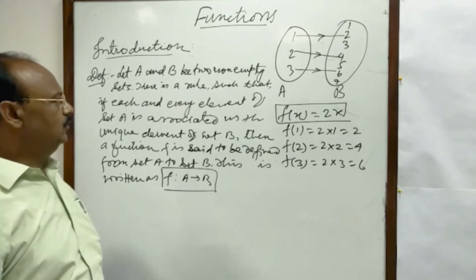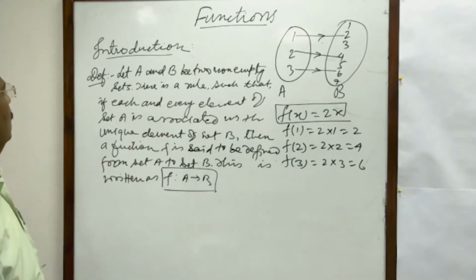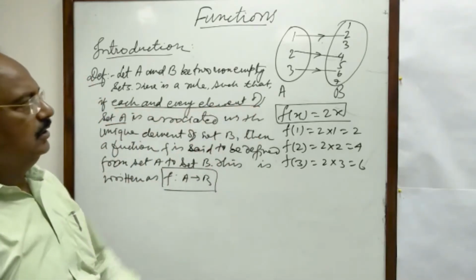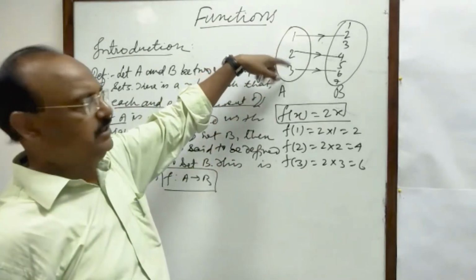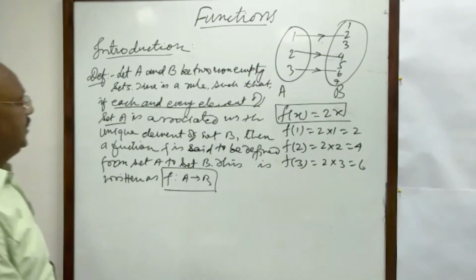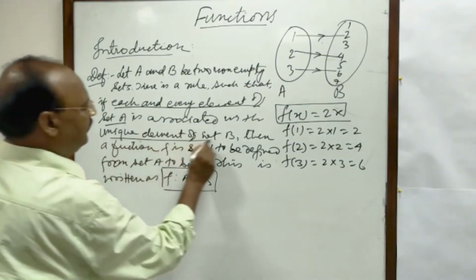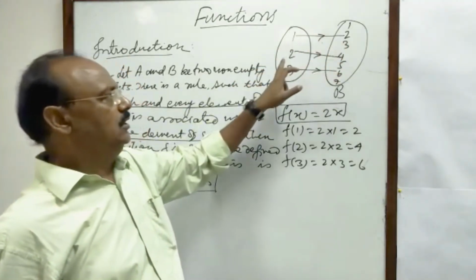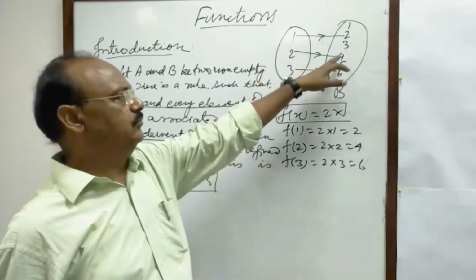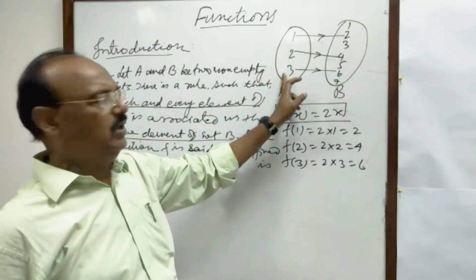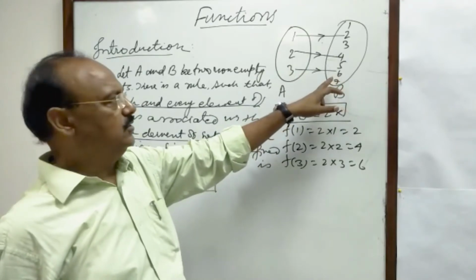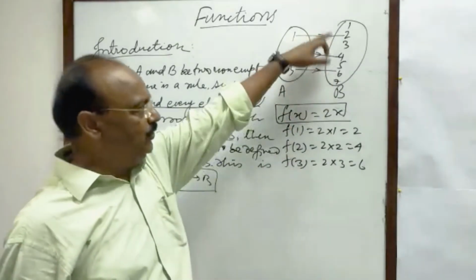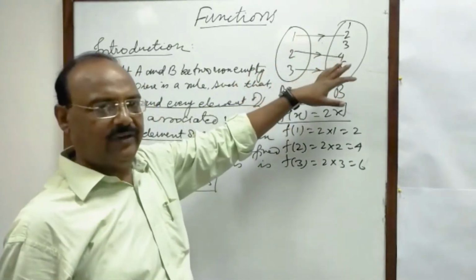So here it is very important to note these keywords. If each and every element of set A, you see here each and every element of set A, is associated with a unique element of set B. 1 is associated with only one element 2, 2 is associated with one and only one element 4, 3 is associated with one and only one element 6. So each and every element of set A is associated with a unique element of set B, not more than one element.